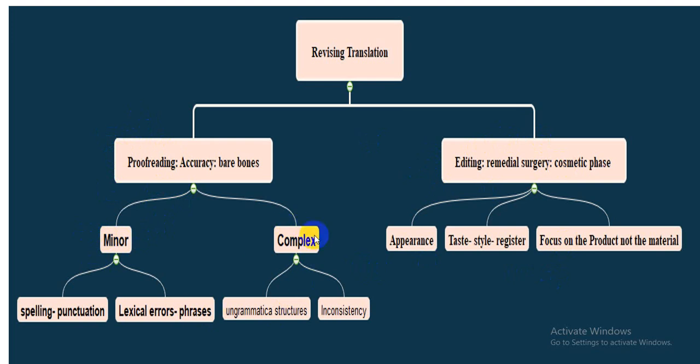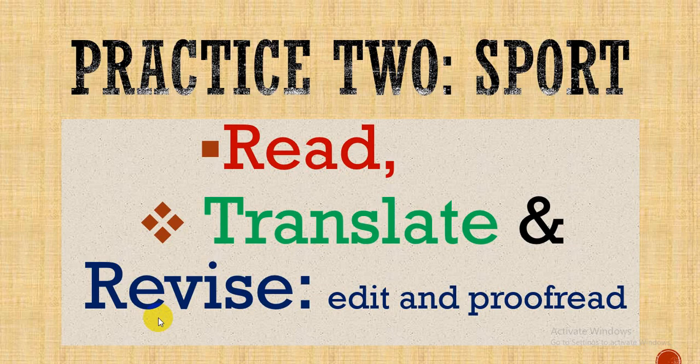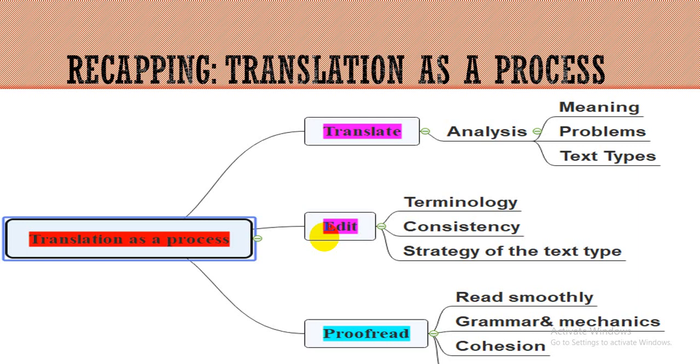So we have some complex problems, ungrammatical structure or inconsistency, such as قمة مسجل and so on, and minor ones such as spelling mistakes or punctuation mistakes or lexical mistakes. So again, I will keep repeating: when you translate, read, translate, and revise. These are the three keywords when you translate to maintain linguistic appropriateness.